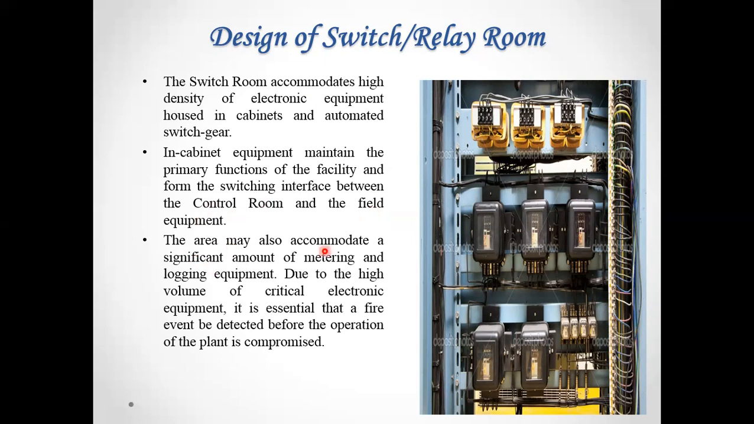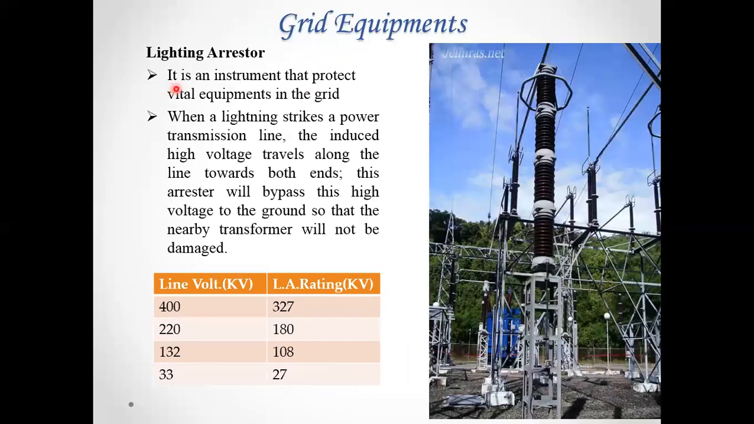So the area may accommodate this significant amount of metering and logging equipment. Due to the high volume of critical electronic equipment, it is essential that a fire event be detected before the operation of the plant is compromised. So here for this switch or relay room, fire safety is very much of importance.